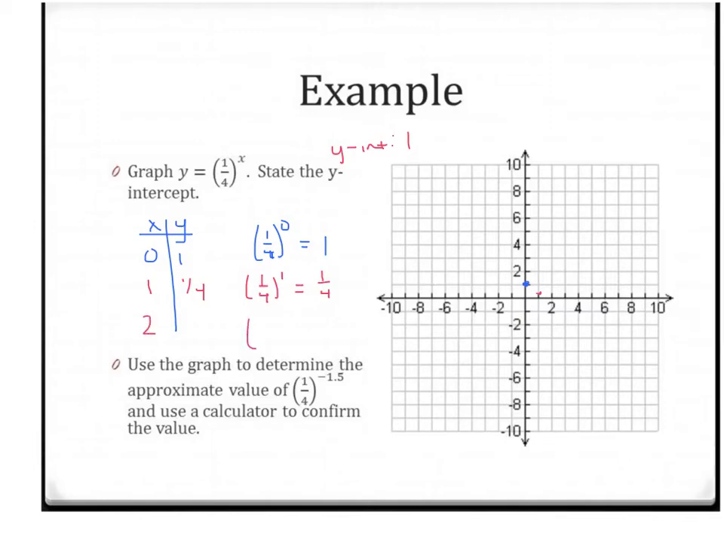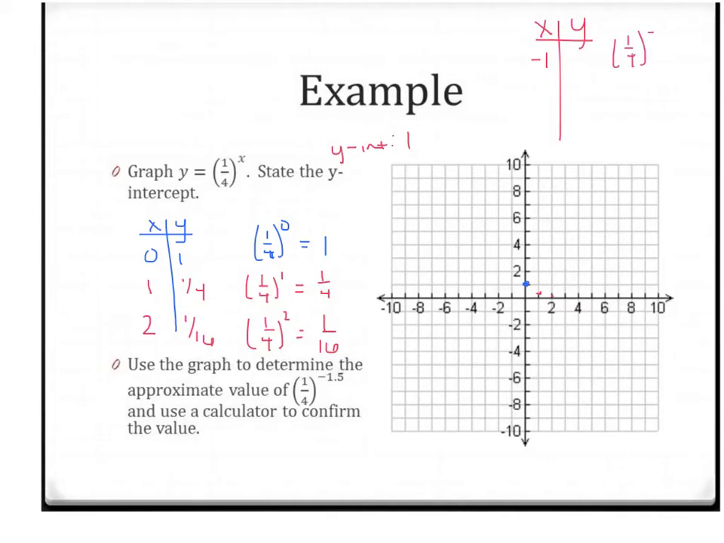If I put in a 2, that's 1/4 squared. A 4th times a 4th is a 16th. It's even lower. Okay, this time it's coming down and coming along my x-axis to the right. So I need some more table here. Let's go back and do some negative ones.